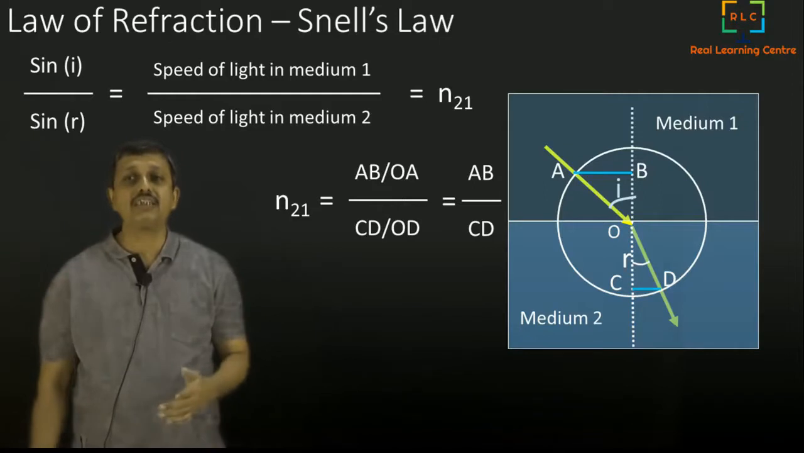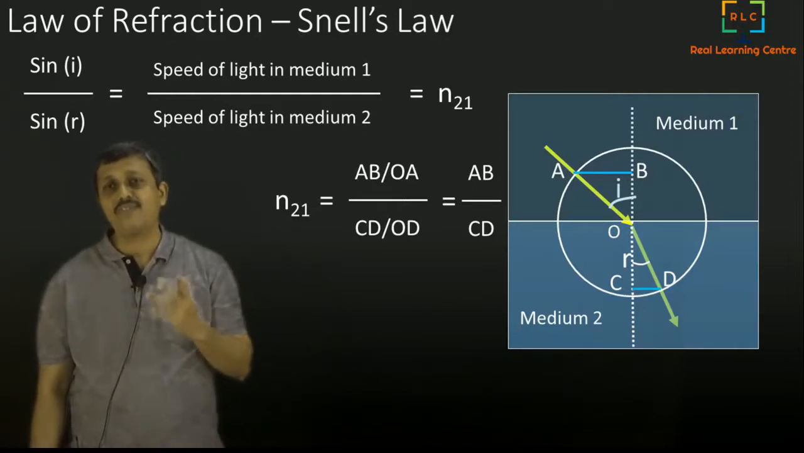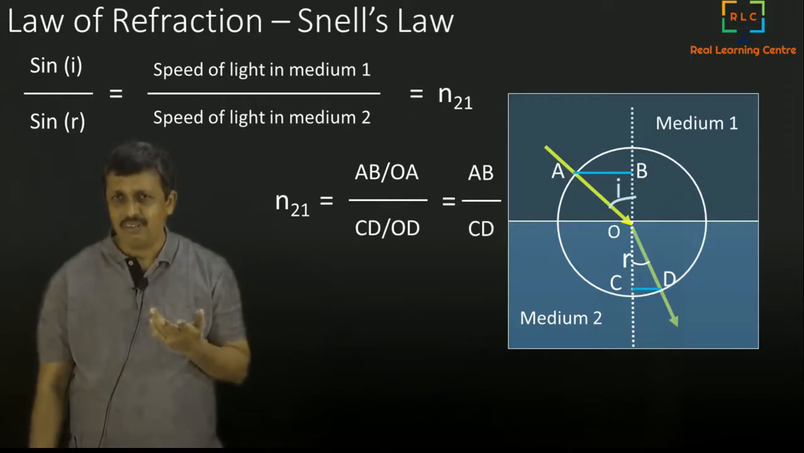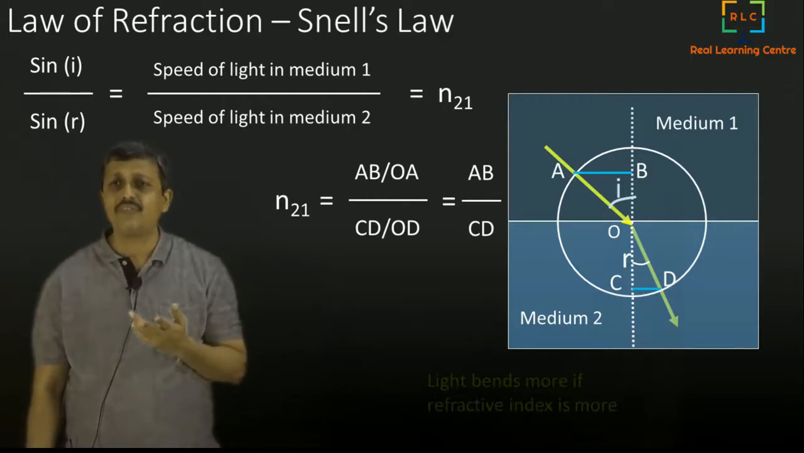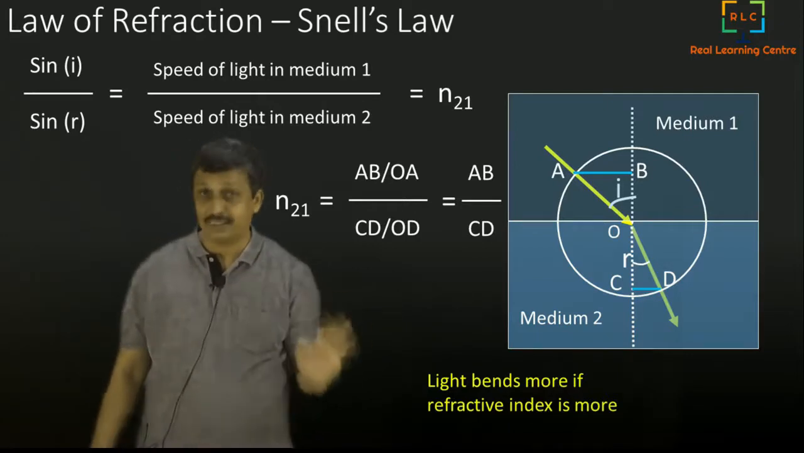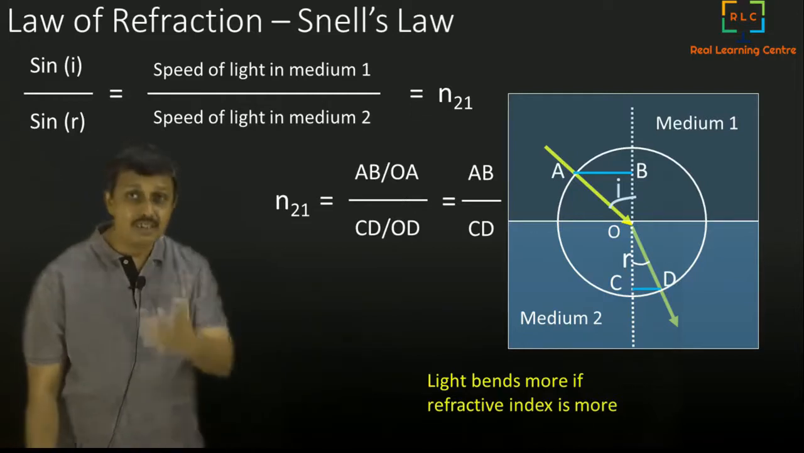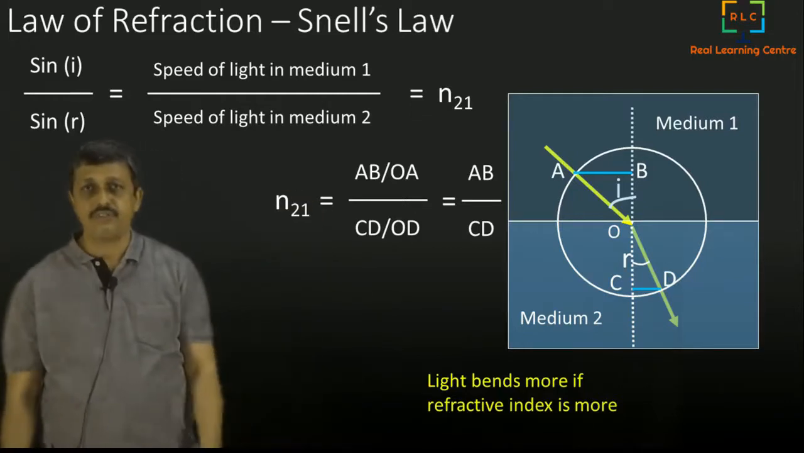So this is basically Snell's law. What it is saying is very simple. If the refractive index is more, it bends more, nothing more than that. That is all it's saying. Yes, that is Snell's law. How much is it bending? Calculate using this ratio.